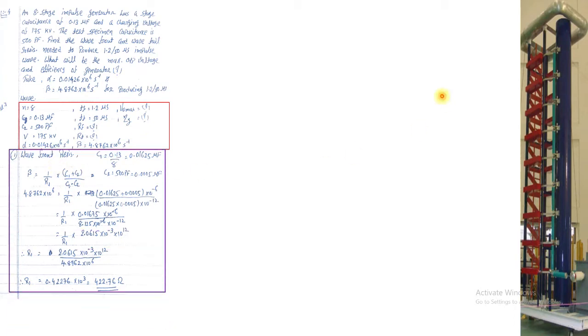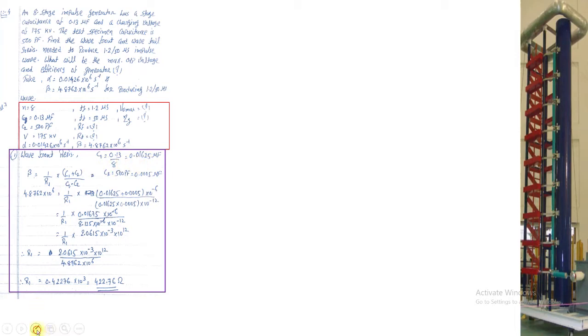So the wavefront resistance we need to calculate. We have derived the equations for wavefront time and wave tail time to obtain those multiplying factors 3 and 0.7, and in those formulas we have taken the help of alpha and beta. Alpha and beta are nothing but the reciprocals of your time constants. So beta is equal to 1 upon R1 into C1 plus C2 upon C1 into C2. So C1 is 0.13 by 8.